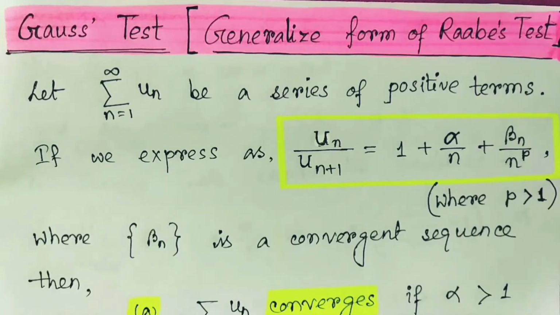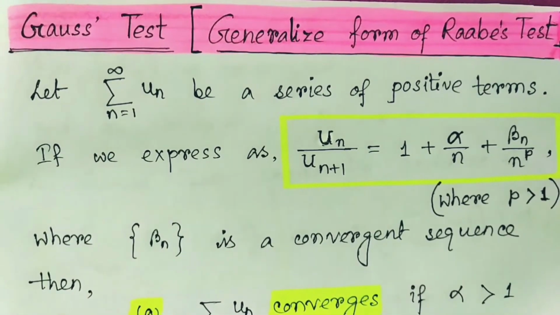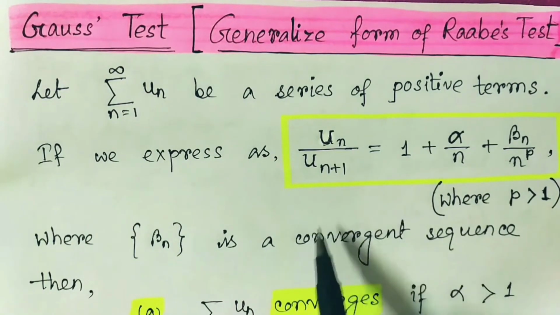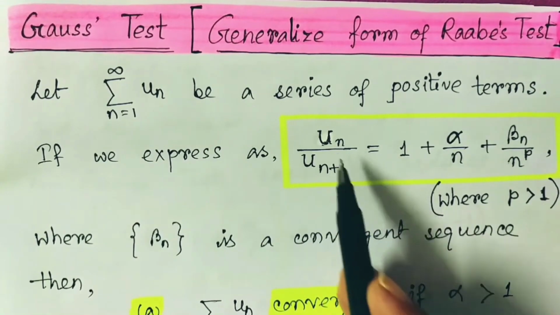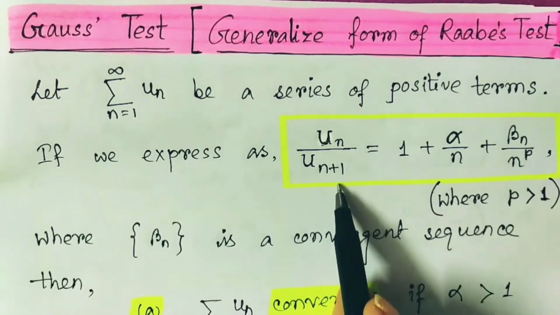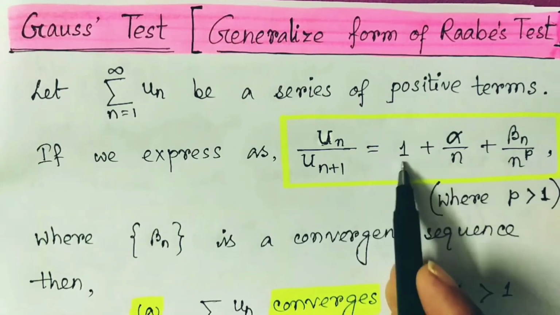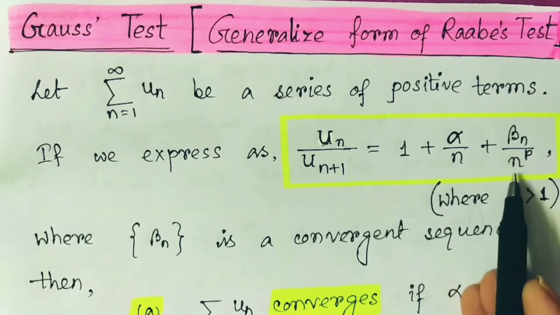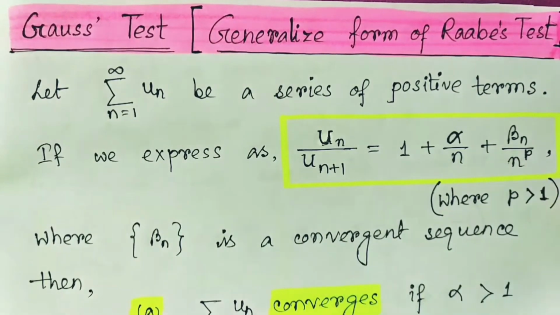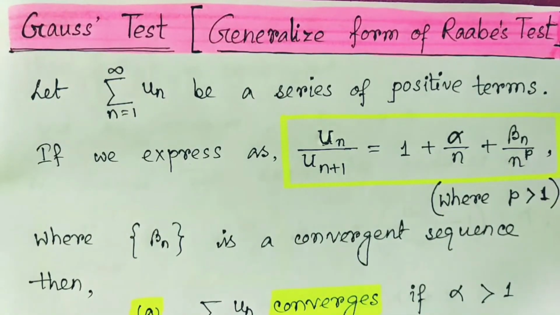So what is Gauss test? That we are going to discuss in this particular video. Here a series of positive terms is given, and we should express un divided by un plus 1, that is the nth term and the n plus 1th term, in the form of 1 plus alpha by n plus beta n by n to the power p. How we will express it in this form, I will discuss while we do some practical examples.